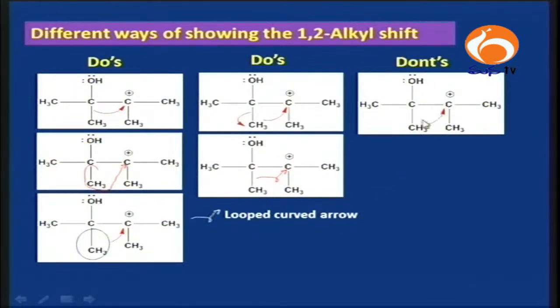And this type of representation is not supposed to be followed because this indicates only the migration of the methyl group, but we have to remember that in this particular rearrangement reaction, the methyl group has to migrate along with the bonded pair of electrons.